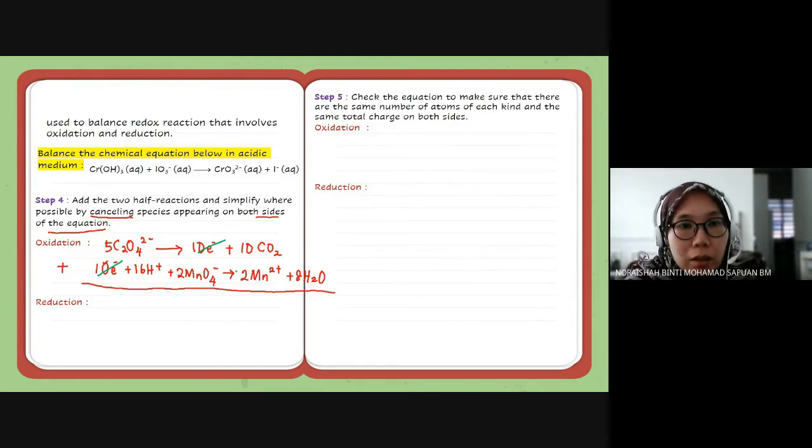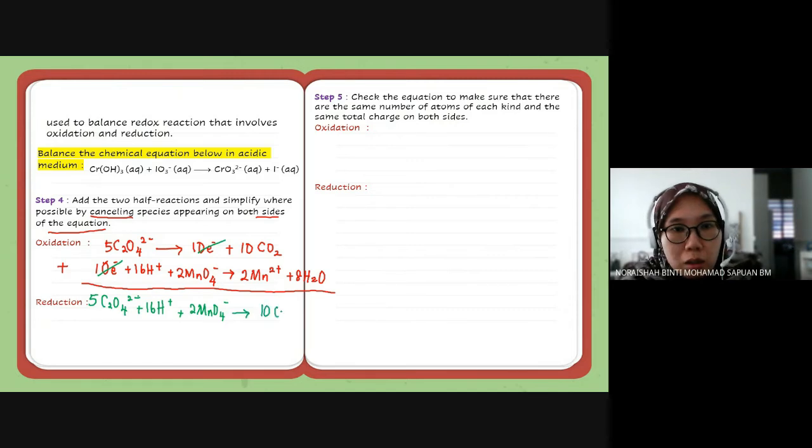So kita copy paste. Okay, kita dapat 5 C2O4 2 minus plus 16 hydrogen plus 2 MnO4 minus to form 10 carbon dioxide, 2 Mn 2 plus, 8 water. Okay, so this is the equation.